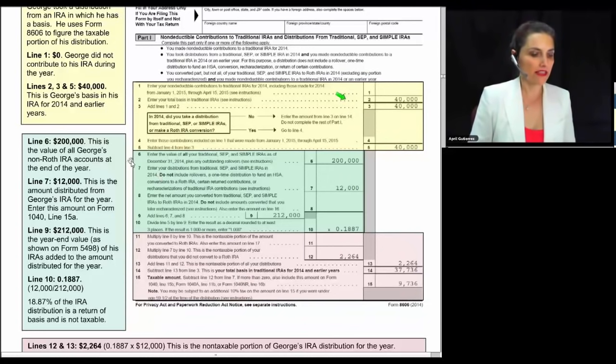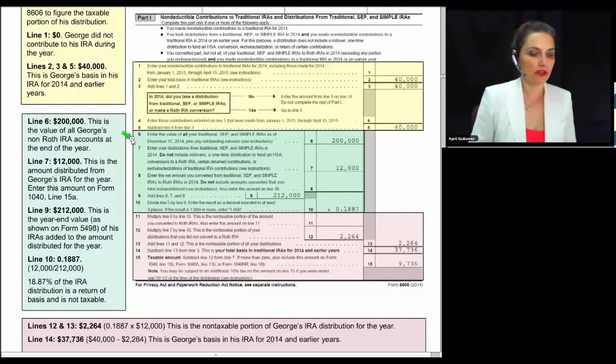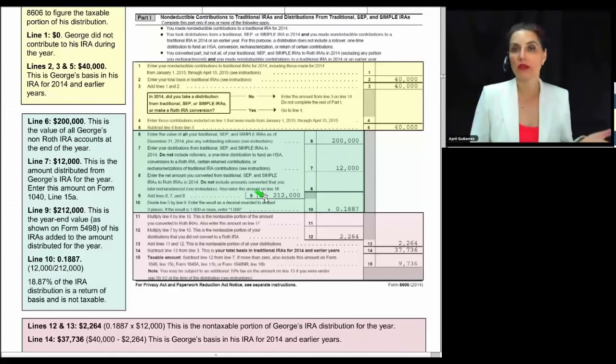And then line 6 says, enter the value of all your traditional, SEP, and SIMPLE IRAs as of the end of 2014. And that's where we use the amount shown on the 5498 document. That's the starting number. The next line is to enter the amount that was distributed from the IRA for the year. That was $12,000. And then we add $12,000 of distributions to the year-end balance to get a number that hypothetically represents the high balance in the account for the year.